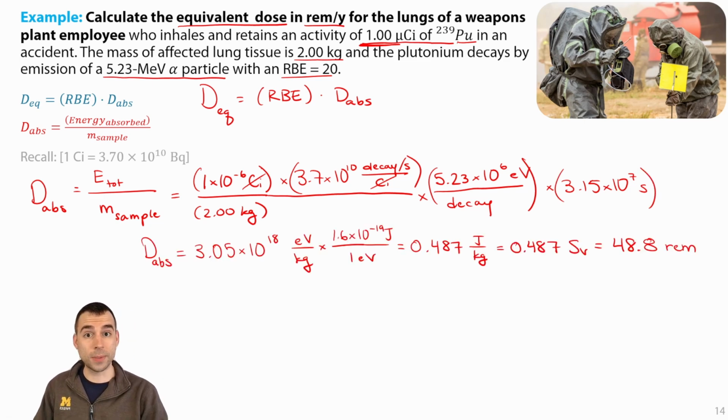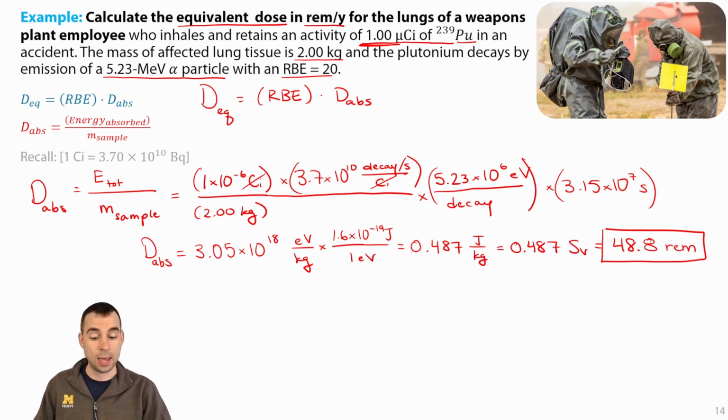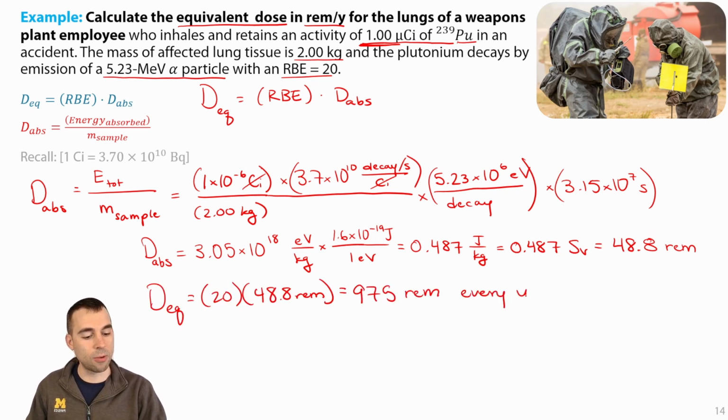So for my absorbed dose for this person, given these conditions, I'm getting 48.8 Roentgen equivalent men. Notice that I converted from eV to joules, so I could be in sieverts, joules per kilogram, and then I just multiplied by 100 to get to those legacy units of Roentgen equivalent men. And so now we can calculate our equivalent dose. I'm getting a result of 975 Roentgen equivalent men every year.